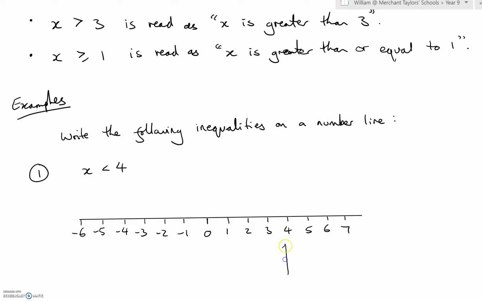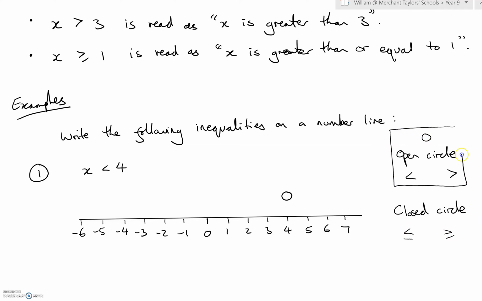Well, we find the value of 4, which is here. And we're going to have an open circle at 4. So open circles like this are for the strict inequalities. So we use an open circle for this one or this one. And we use a closed circle, which you'll see in a second on the next example, when we have this or this. So open circle for the strict ones, and a closed circle we'll come on to, which is basically just a coloured in circle.